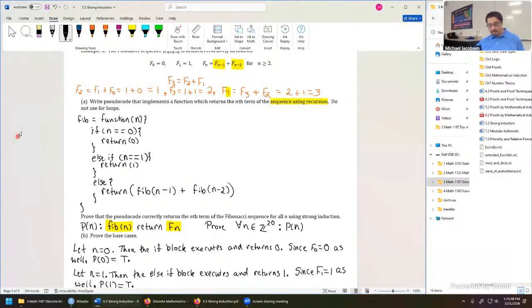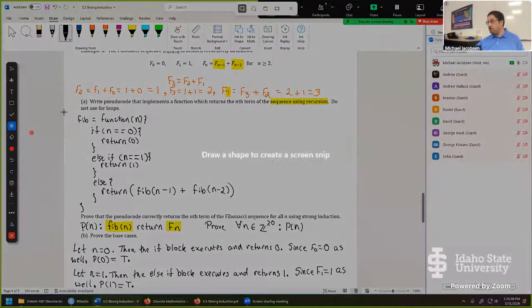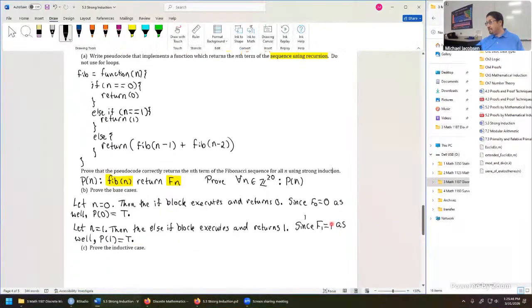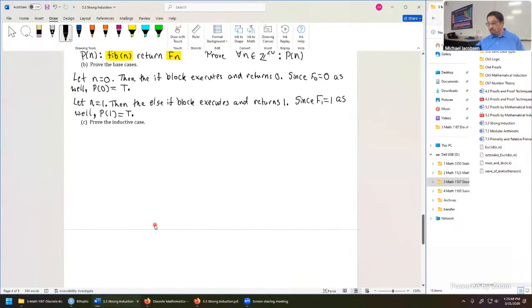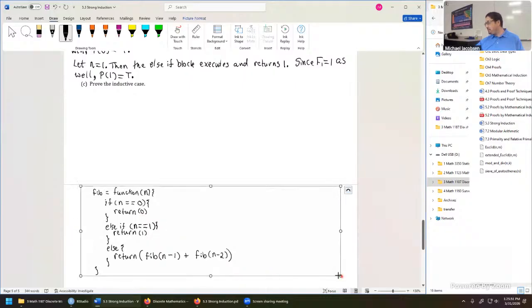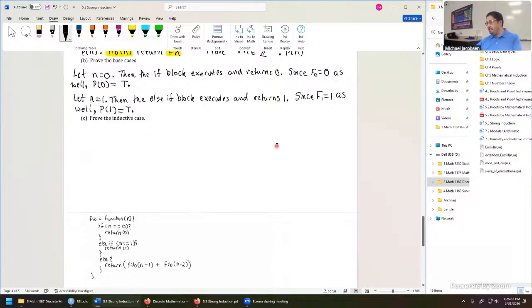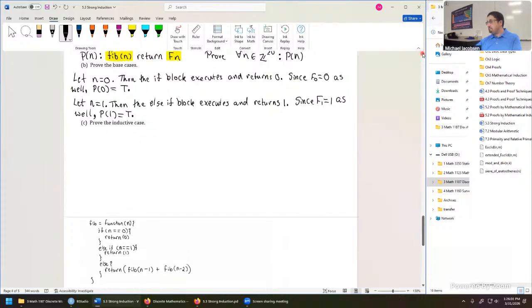Okay, let's take a look at that. Let me see if I can screenshot this real quickly for us. So this is the pseudocode that we're trying to show runs as intended. Very, very inefficiently, but it'll get there if your computer is powerful enough. We have the base case down, and I'm just trying to get everything on the same screen here. Okay, that should do the job for us.